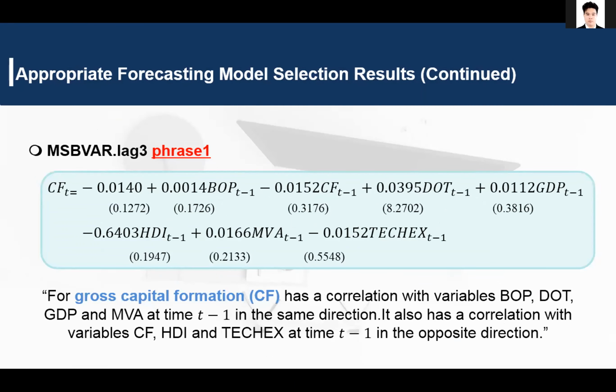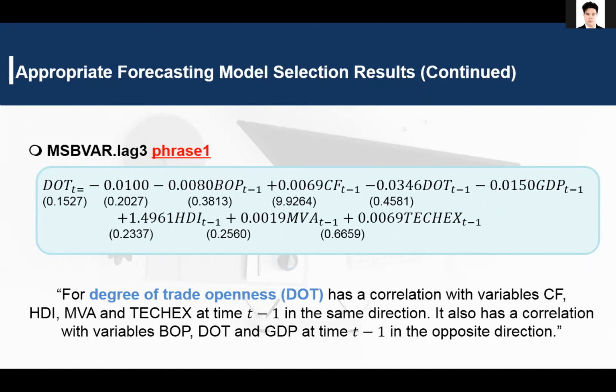I will move to the next because I have a limit of time. CF has a positive relationship with balance of payment and GDP. Degree of trade openness has a positive relationship with human development index, manufacturing value add, and technology export.